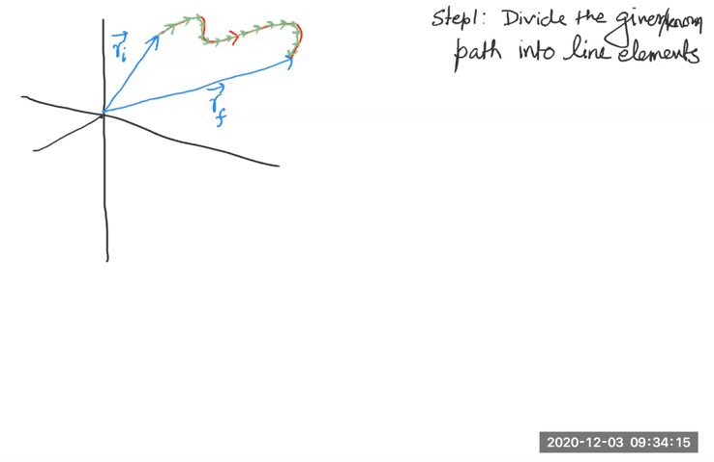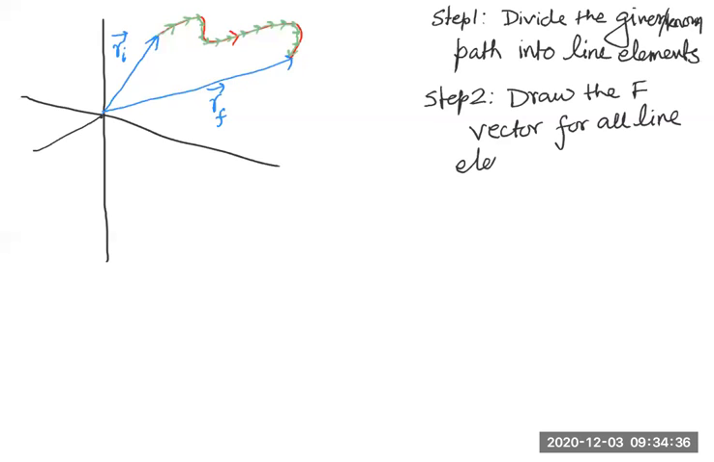After dividing the path into line elements, then we can do step 2, and that is: draw the F vector for all the line elements. इसका क्या मतलब हुआ भाई? इसका मतलब हुआ कि जब मैं इस पोजीशन पे खड़ा हूं, because remember x, y, z की बात हो रही है, that means coordinate axes की बात हो रही है, that means a point in space की बात हो रही है.